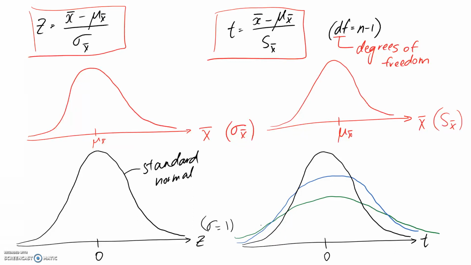So what happens is if you have an infinite number of observations in your sample, you actually end up with this black line here, which is essentially the standard normal. So if you have infinite degrees of freedom, so basically an infinite number in your sample. Okay, so this is our standard normal, exactly the same then as having the Z distribution.